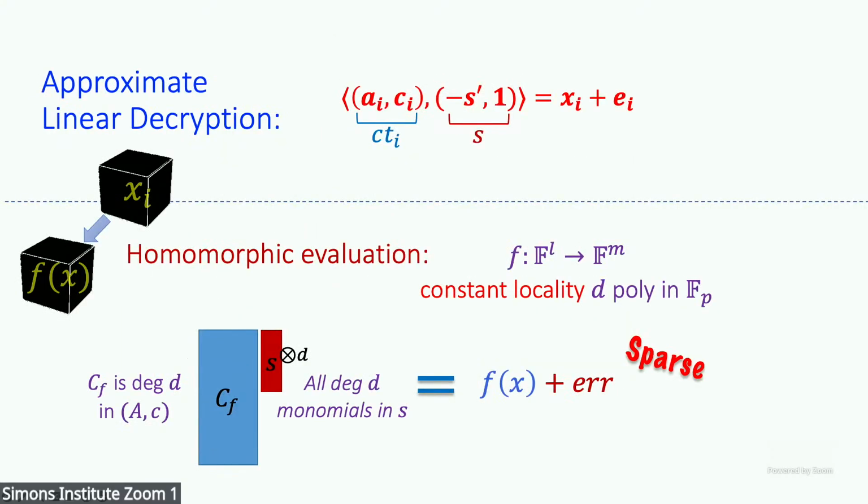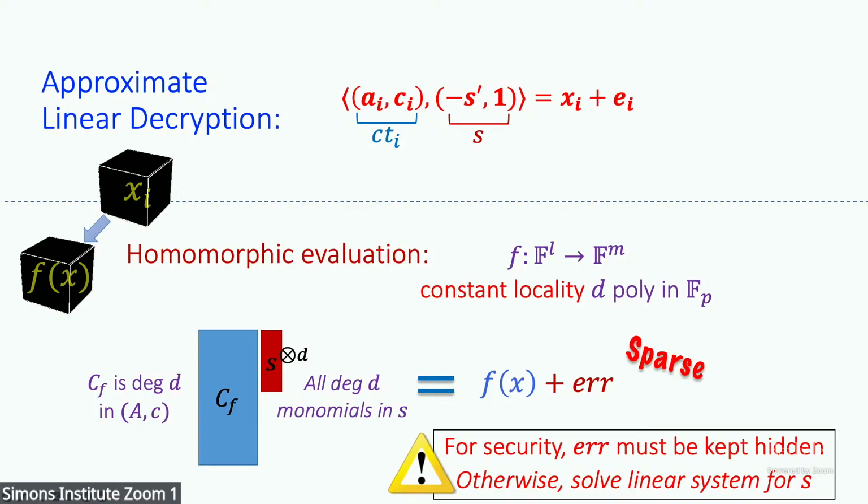So this is really nice. Remember S was really small, so even S tensored with itself d times will be small. We'll just pick it in such a way that that's still small. And in this way, we're obtaining f of x plus some error as an output.